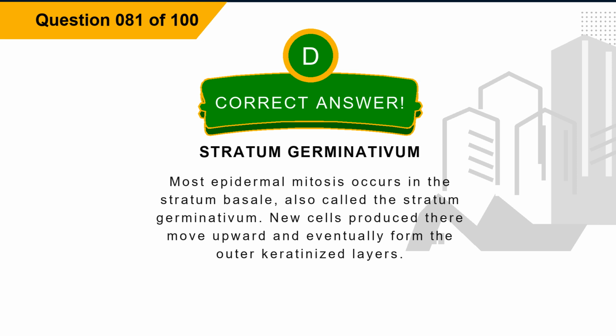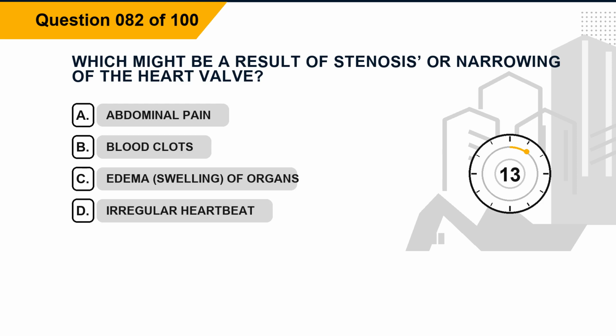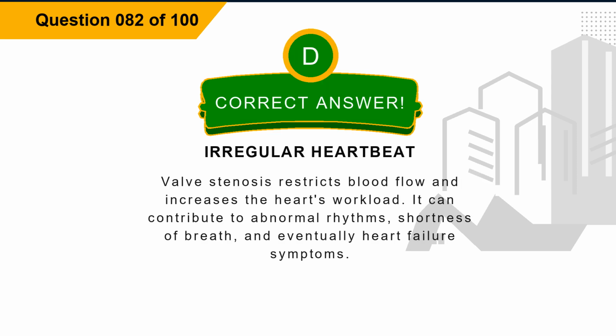New cells produced there move upward and eventually form the outer keratinized layers. Question 82. Which might be a result of stenosis, or narrowing of the heart valve? Option A. Abdominal pain. Option B. Blood clots. Option C. Edema, swelling, of organs. Option D. Irregular heartbeat. The correct answer is option D.